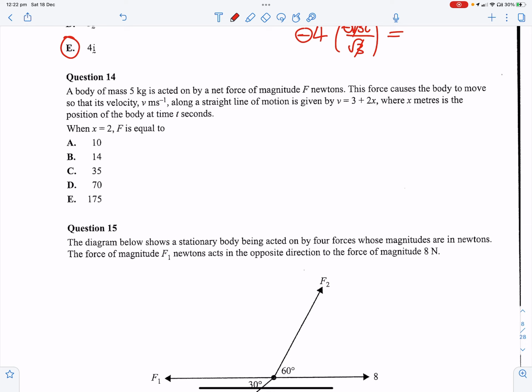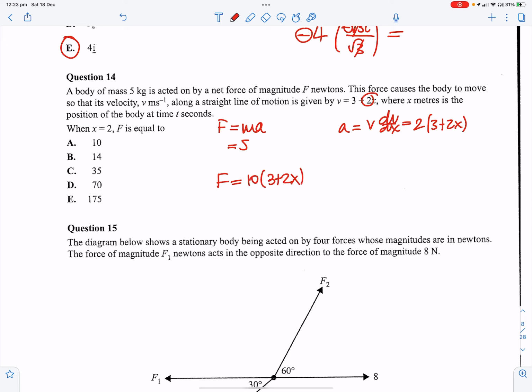Body of mass 5 kilograms acted on by a net force of F newtons. This force causes the body to move, so its velocity on a straight line of motion is given by that, where x meters is, okay. When x equals 2, F is equal to, so F is equal to ma. We know that that's 5. A we know is v dv dx, which is 2 times 3 plus 2x. So F is 5 times 2, which is 10 times 3 plus 2x. F, when I sub 2 into that, what's that? 7 times 10 is 70.